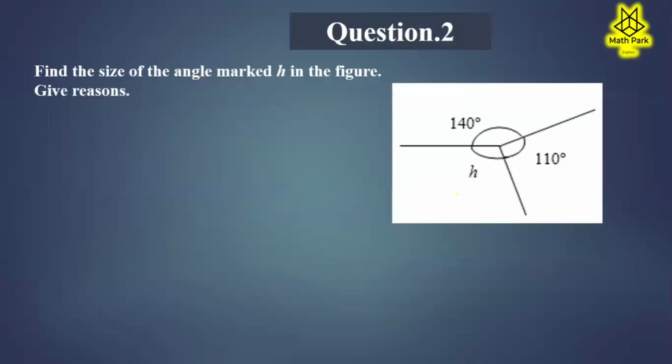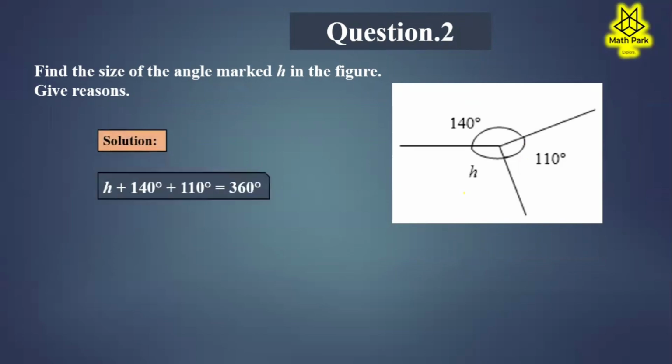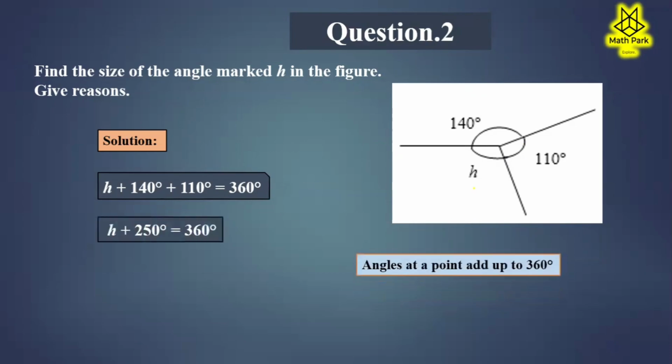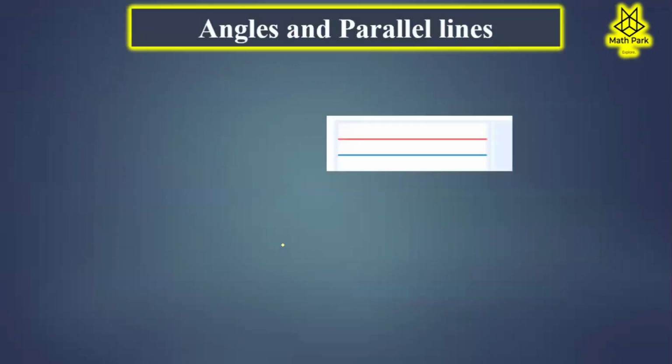Let's solve one more question. Find the size of angle marked H in these figures. So we have H plus 140 plus 110 is 360 degrees because the angles at a point add up to 360 degrees. Complete angle we call it. 140 plus 110 is 250. Take 250, so 360 minus 250, we get the value of H as 110 degrees. Got it? Angles and parallel lines.